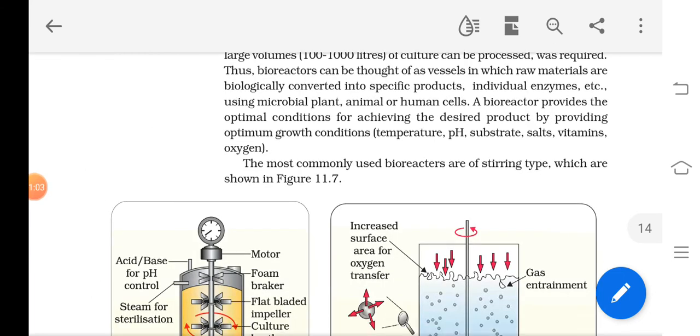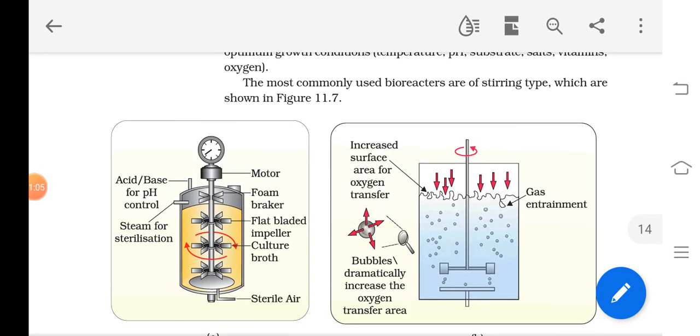The most commonly used bioreactors are of the stirring type. Okay, means what? Where the contents will be mixed thoroughly.